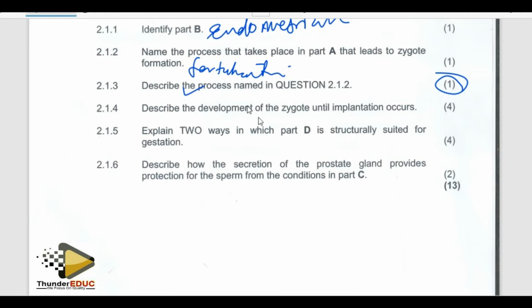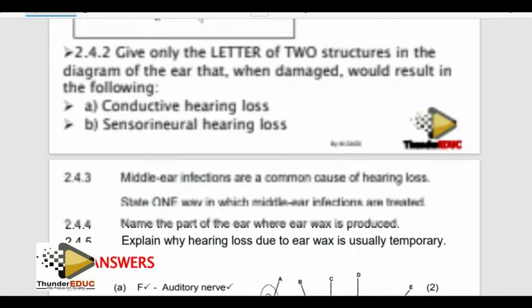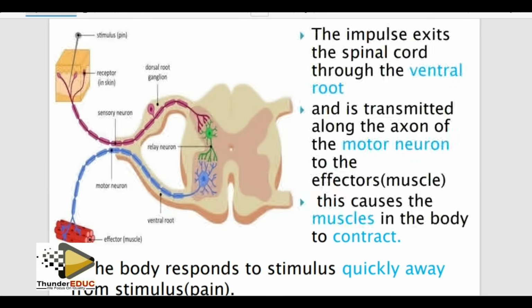Yes. Describe the development of the zygote until implantation. This one has been my song to my students, most especially the students who are always on the THUNDERTEDUC channel, and those students who have been attending my classes online. This has been my song. You can't go to the paper without knowing the development of the zygote until implantation.